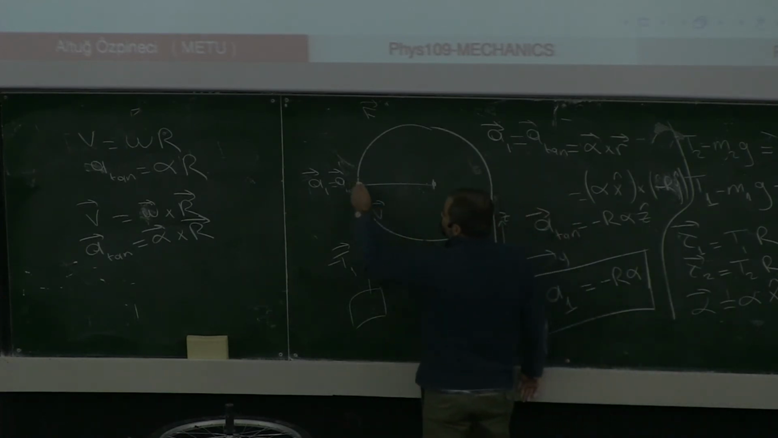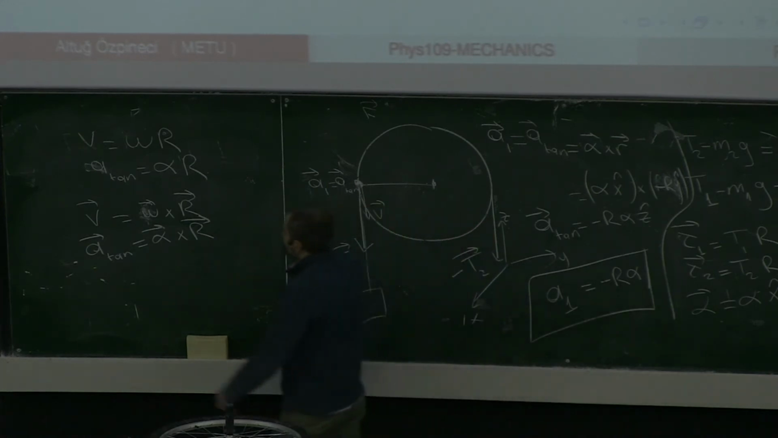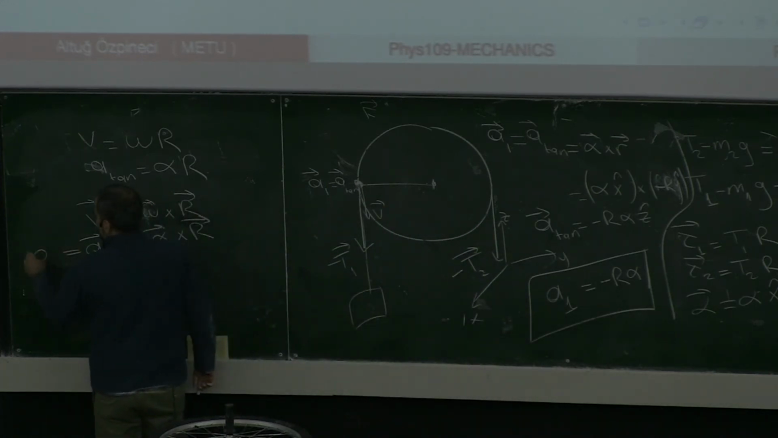Now let's look at this point. This point moves together with my mass m1. If my mass m1 is going down by 1 meter per second, this point should be going down by 1 meter per second. If my mass m1 is accelerating downwards by 1 meter per second squared, this point over here should also be accelerating downwards by 1 meter per second squared, because they are at the end of the same string. So this should be equal to a1.